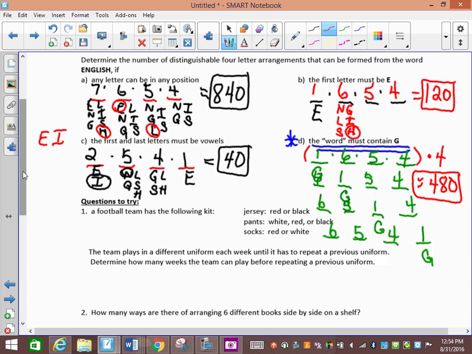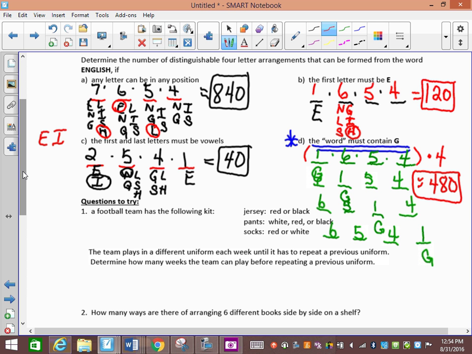The answer will be 480. Scary part is most people pick that 120. So just remember, when it says must contain a G, it could be here, here, or here. Everyone just forgets that. Then I remind them, and they're like, oh, right. Okay?